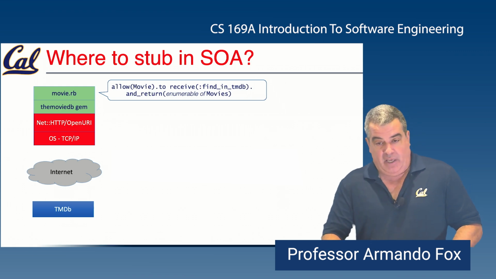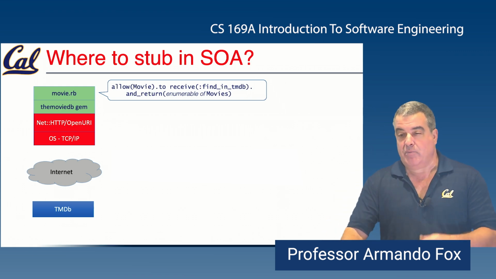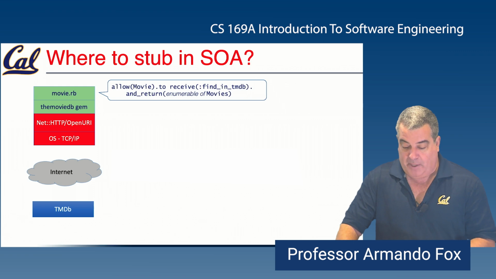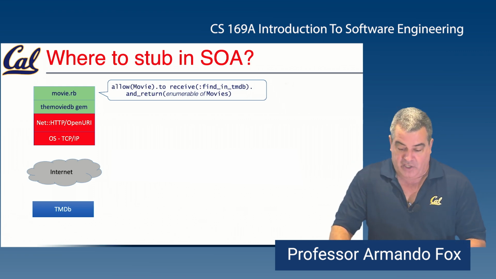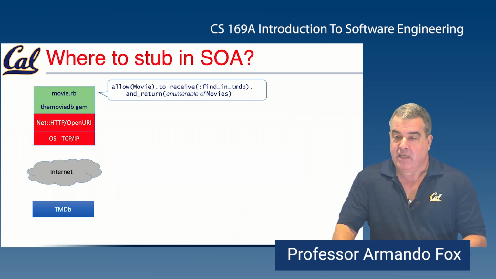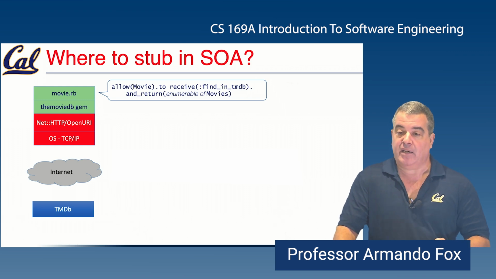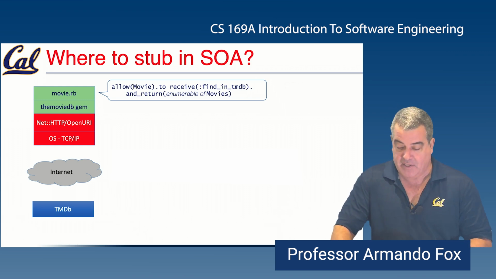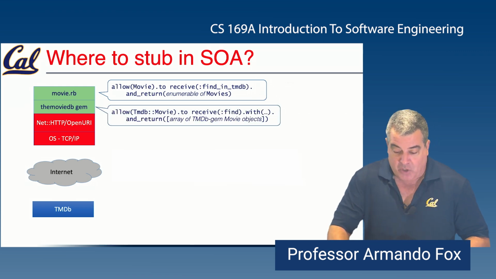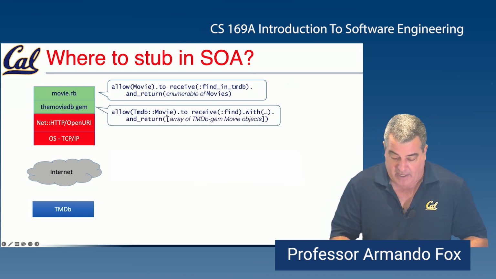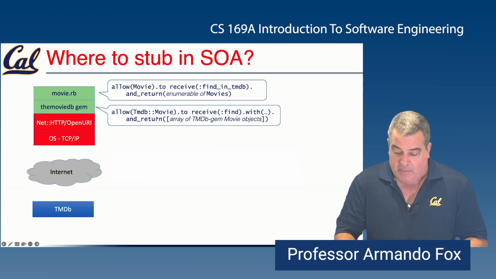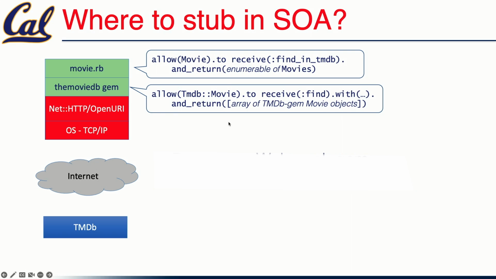So how does find_in_tmdb do its job of calling the TMDB API? One nice way is a gem called the MovieDB, which wraps the API in a nice Rubyistic set of classes so that you don't have to deal with the raw HTTP and raw JSON. So you could also stub it there. You can say, allow the TMDB movie class to receive a find method with whatever string. This time, you need to fake out something that looks like what the API would return.